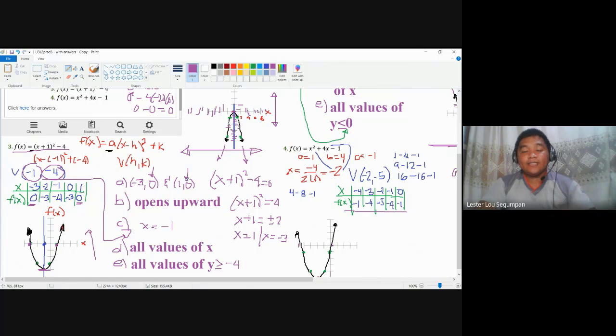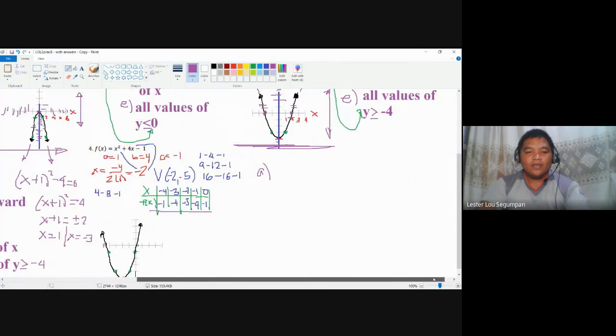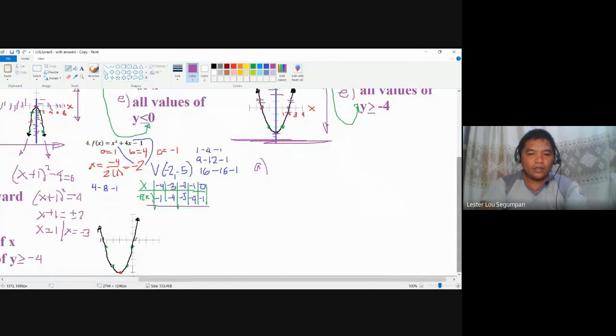Again, intercepts are related to the roots of the quadratic equation. In short, in number 4, since we don't know what the values of this here are, we could just simply look for the roots of this by completing the square method. X squared plus 4x minus 1 equal to 0. Move out 1. X squared plus 4x is equal to positive 1.